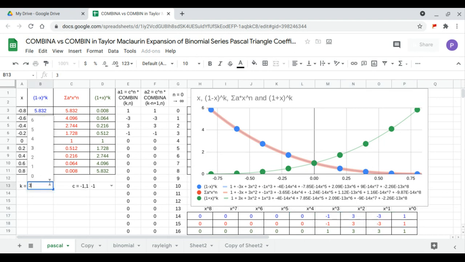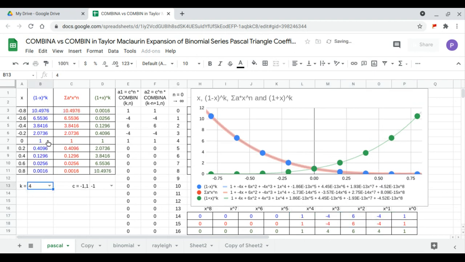You can go as far as 4, and you can toggle from negative 1 to positive 1. And this completes the use of COMBINA and COMBIN to generate the Taylor-Maclaurin series sum expansion of the binomial series Pascal triangle coefficients.